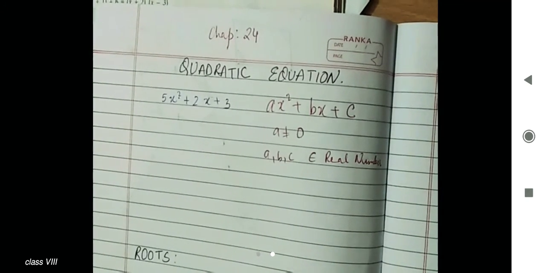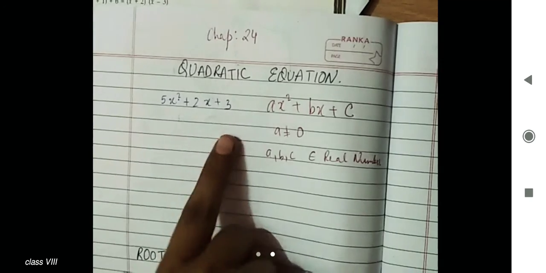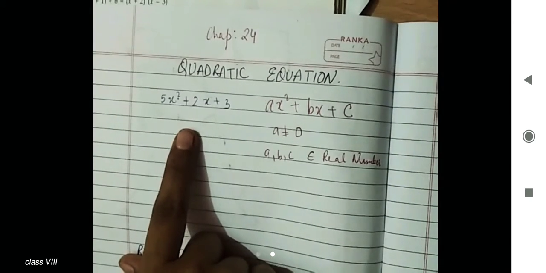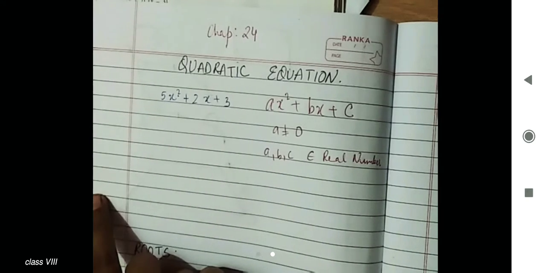A quadratic equation in one variable is that equation in one variable which is having a highest power 2. That is known as a quadratic equation in one variable. So this is your quadratic equation in one variable.